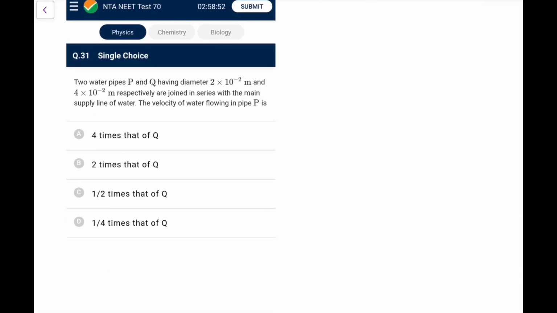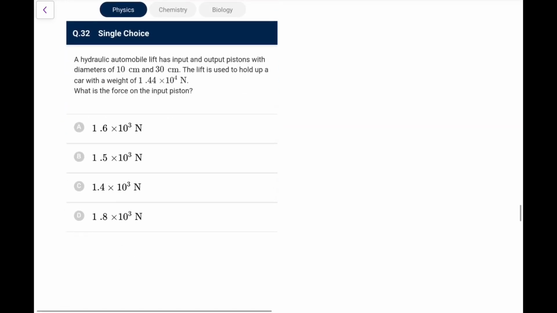Next one. Two water pipes having diameter this and this are joined in series with the main supply. The velocity of water flowing in pipe P is. So diameter is doubling, that means area is becoming 4 times, so the speed will become 1/4. So in P, the speed will be 4 times that of Q, because P is the narrower one, simply using that A into V remains constant. Continuity equation.